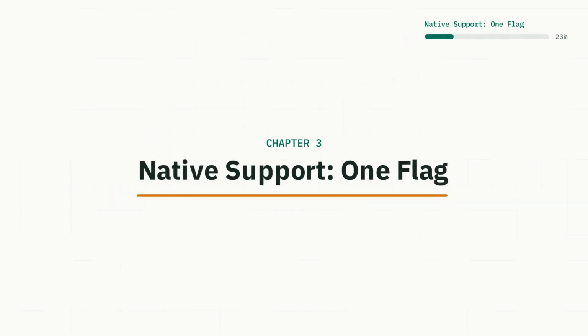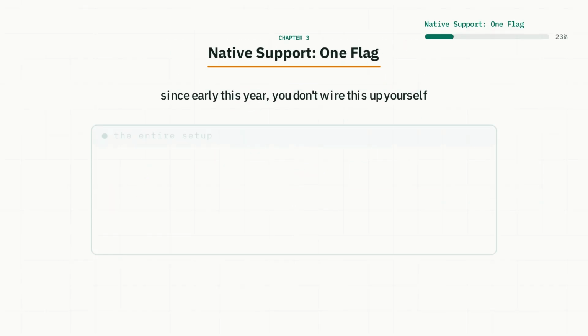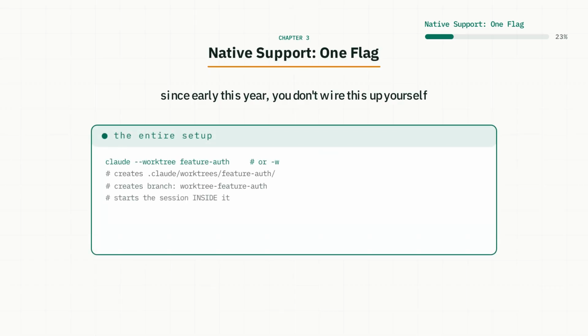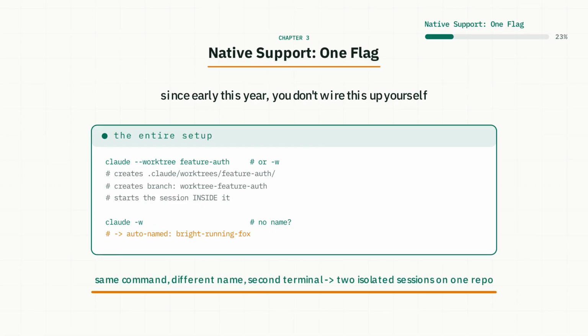Chapter 3, the native support, because since early this year you don't even wire this up yourself. Claude Code ships built-in worktree management. Pass the worktree flag with a name, and it creates the worktree, creates the branch, and starts the session inside it, 1 command. By default, the worktree lands in a dedicated folder under your repository root, on a branch named after the worktree. Skip the name and it generates one for you, usually something charming like Bright Running Fox. Run the same command with a different name in a second terminal, and you have 2 isolated sessions on 1 repo. That's the entire setup.